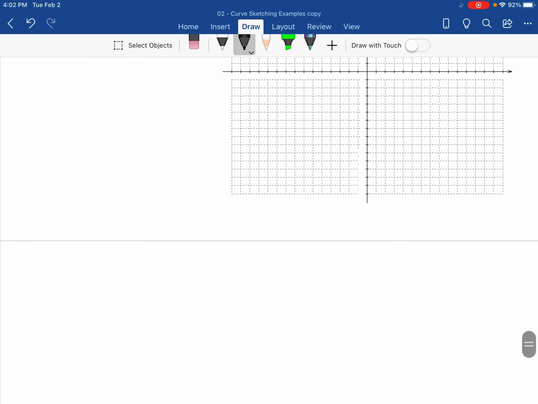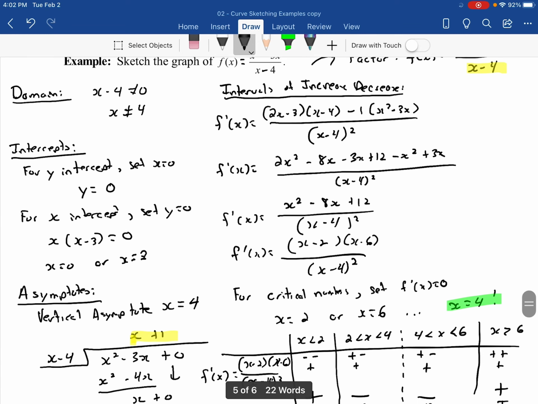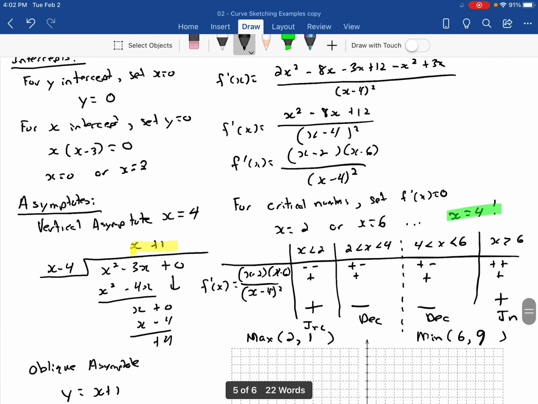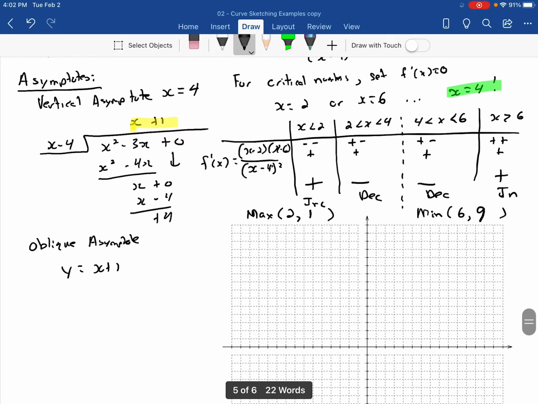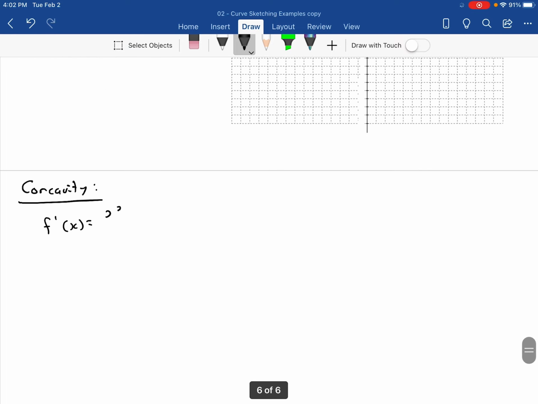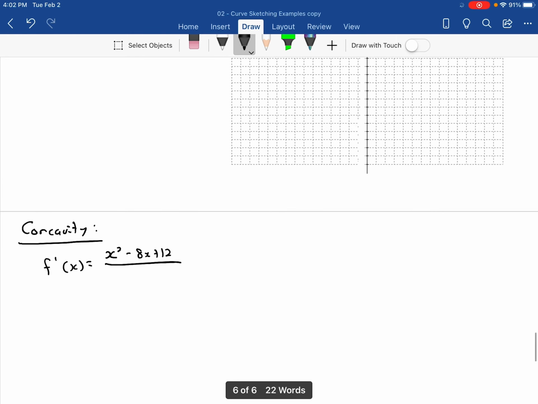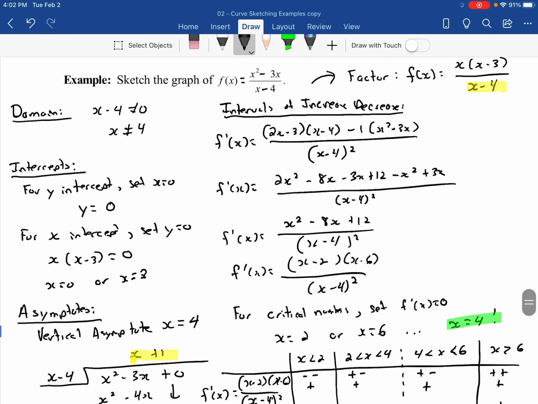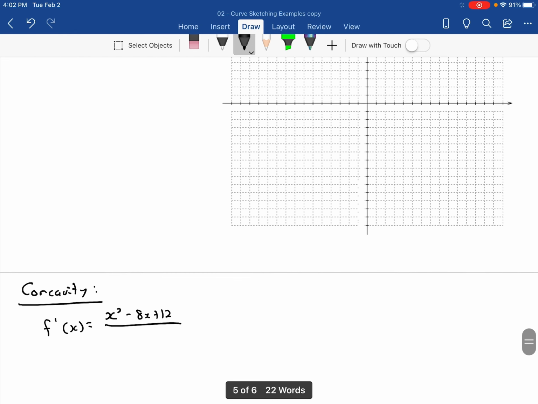So now I'm going to go after the double derivative. So now concavity. And for concavity, I need the double derivative. But first, I'm just going to copy down that single derivative from up here. The non-factored version is often the easier one to work with. So that was x squared minus 8x plus 12. And the denominator was already factored. I'm not going to bother multiplying it out. You could, but I'm going to leave it the way it is. x minus 4 squared.